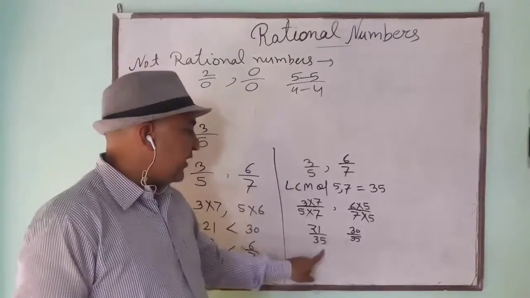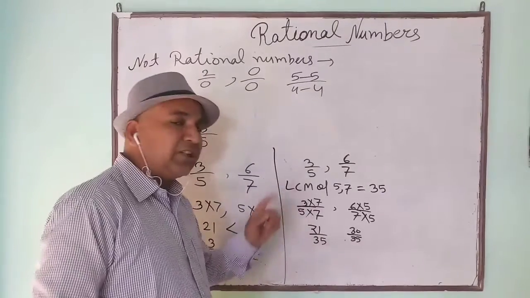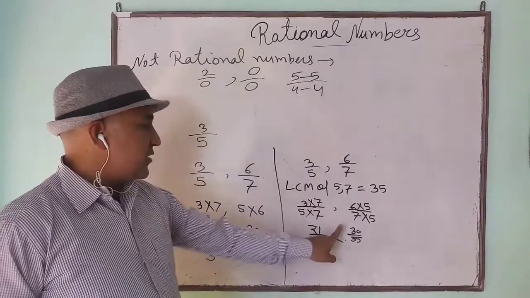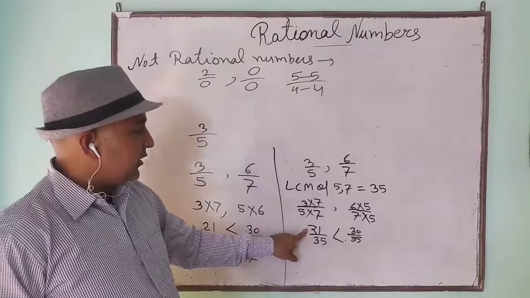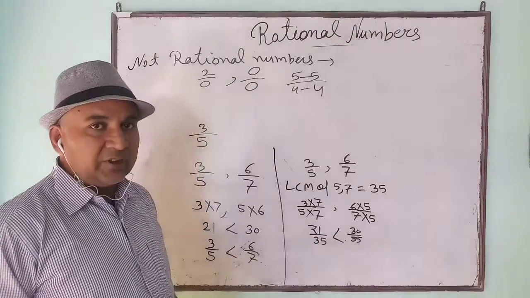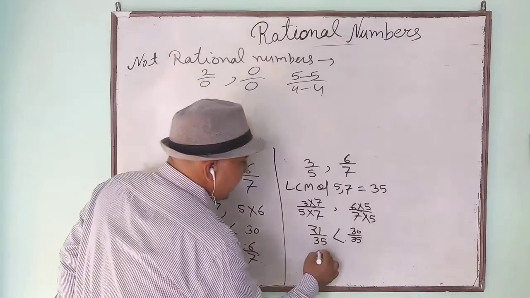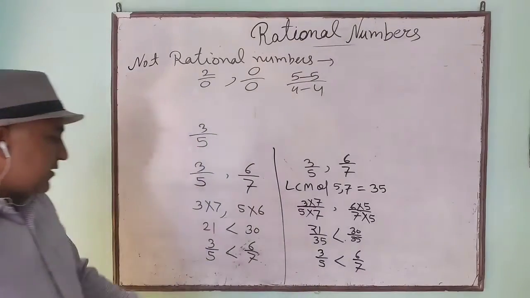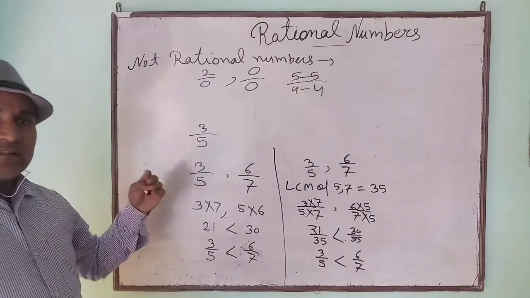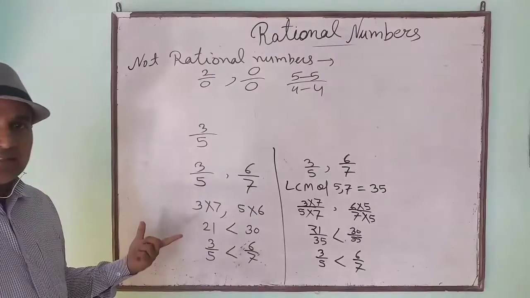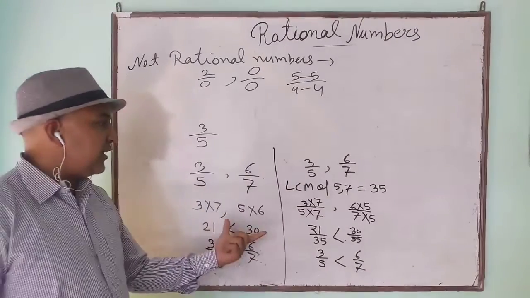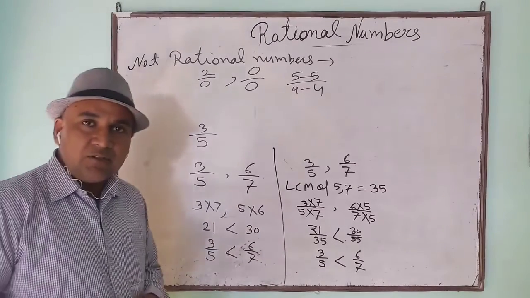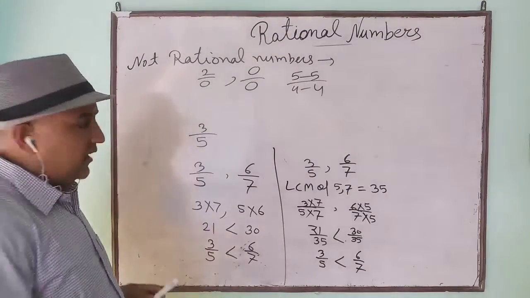Now, if denominators are equal, we check the numerator. The greater the numerator, the greater the fraction. Since 30 is greater than 21, 30 upon 35 is greater than 21 upon 35. So you can write 3 by 5 is smaller than 6 by 7. See, the same answer is here also. No matter which method you choose, your answer will be the same. Understood? So there are two methods by which you can check which one is greater, which one is smaller. Now we are going to start your exercise.